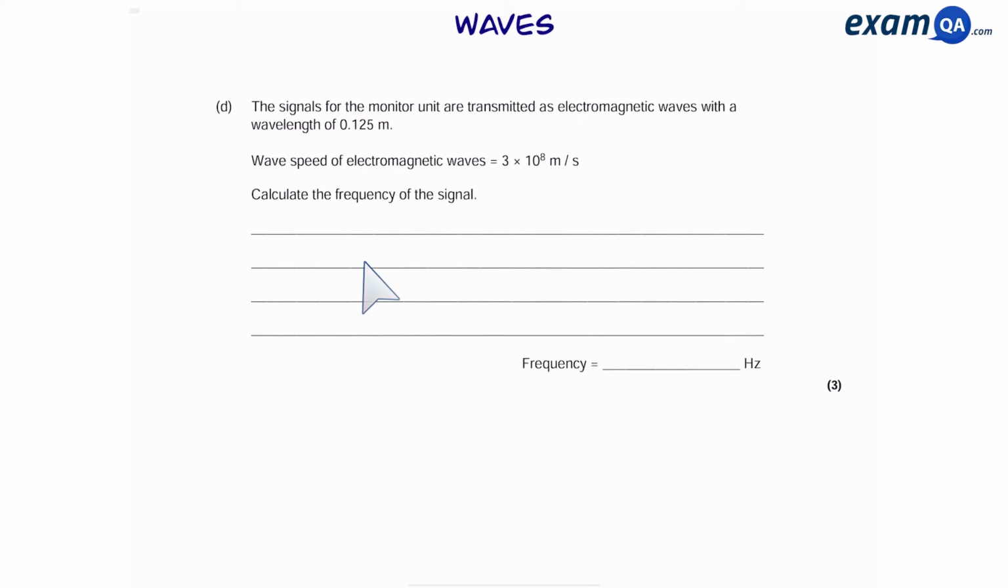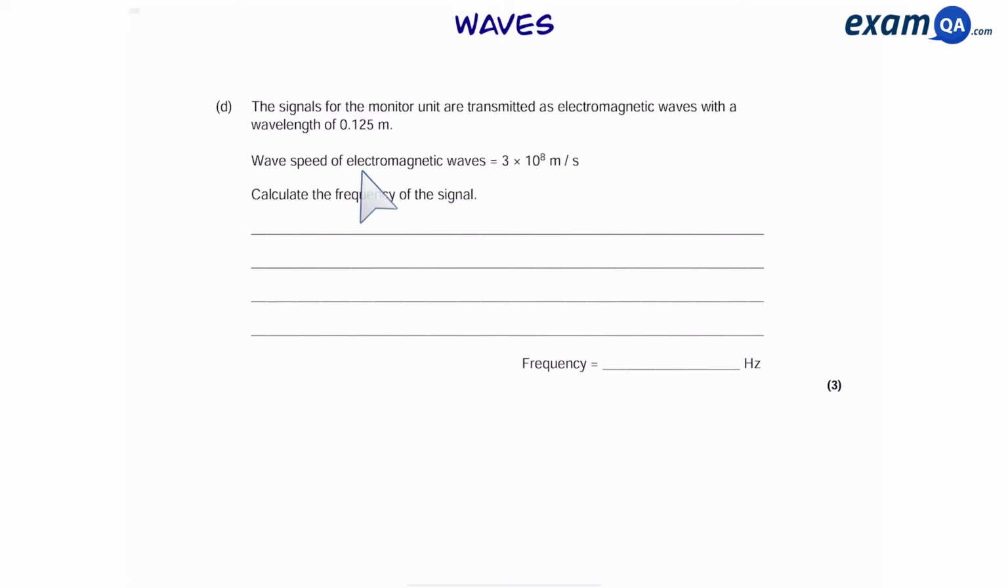Part D. The signal from the monitor units are transmitted as electromagnetic waves with a wavelength of 0.125 meters. The wave speed is equal to 3 times 10 to the power of 8 meters per second. So basically a very big number. Or in other words, 300 million meters per second. That's how fast light travels. Calculate the frequency of the signal.